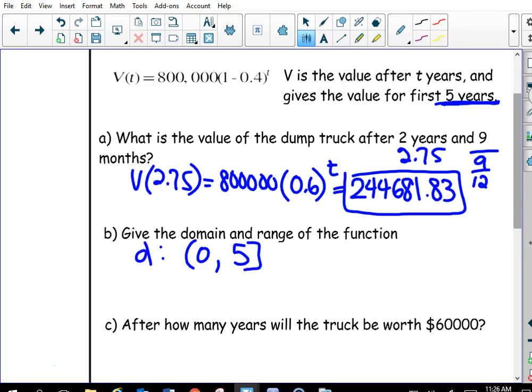And the range is going to be between, actually I think this might be this way. I'll double check and let you know. Okay, our range is going to be between 0 and the original value of it, 800,000.